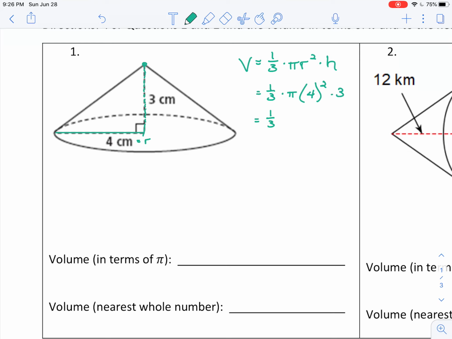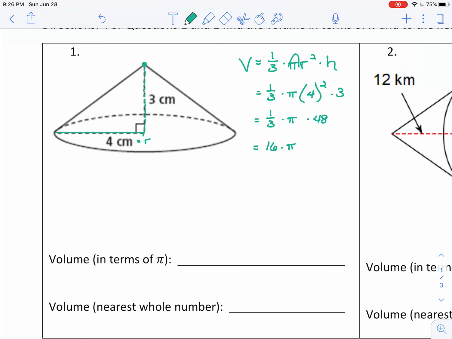So I'm still going to deal with this in chunks because I think people are more successful that way. I'm going to ignore the 1/3, I'm going to ignore the pi. In my calculator, I'm going to do 4 squared times 3, which is 48. Then I'm going to divide 48 by 3, because remember when we said 1/3 times 48, you can do 1/3 times 48, or you could just take 48 divided by 3. That's how I'm getting 16.